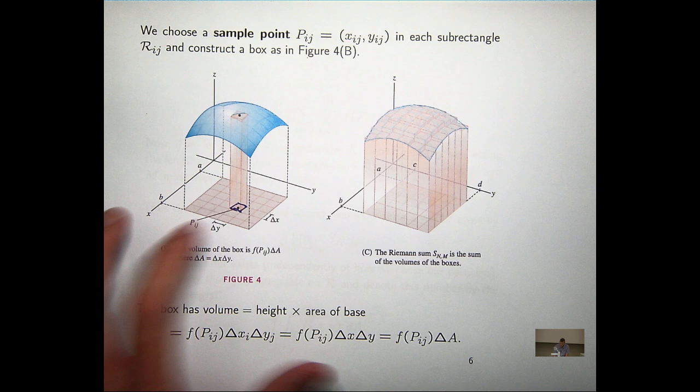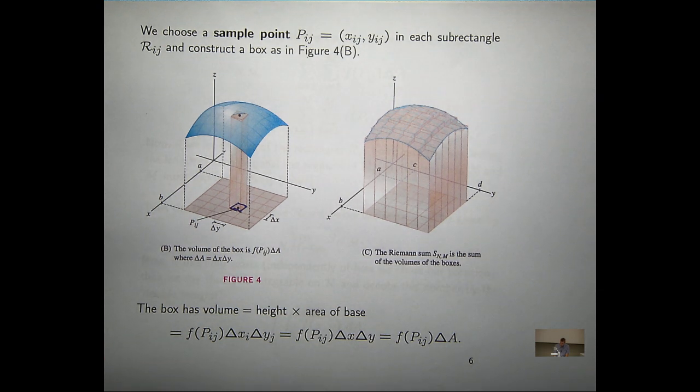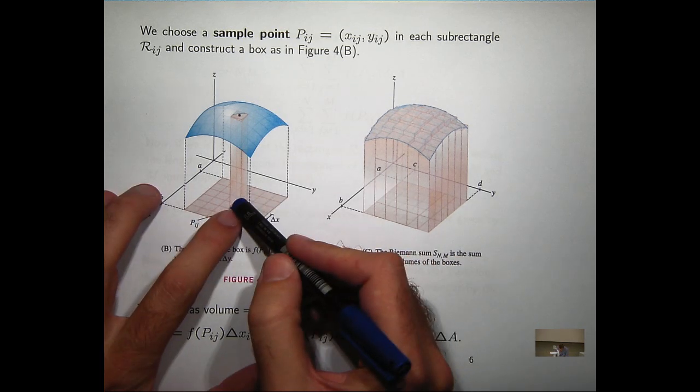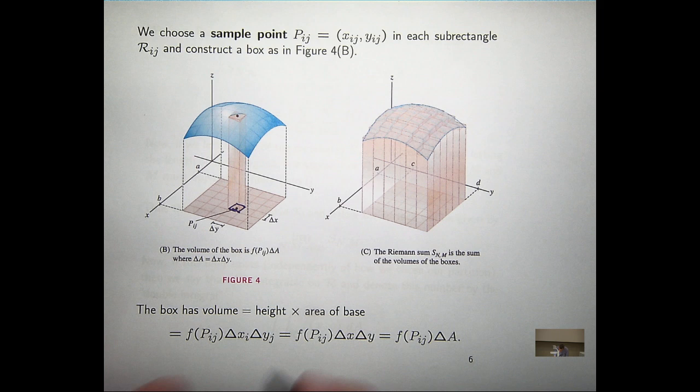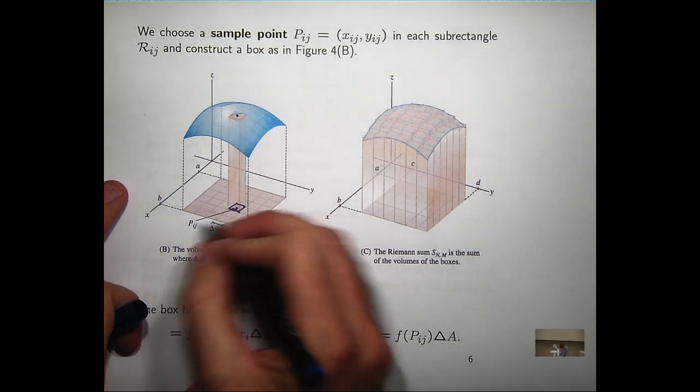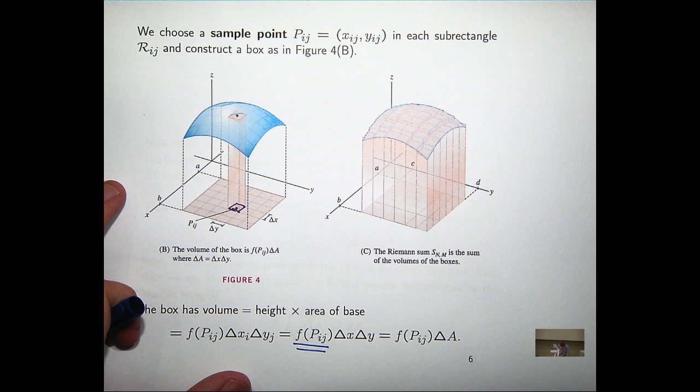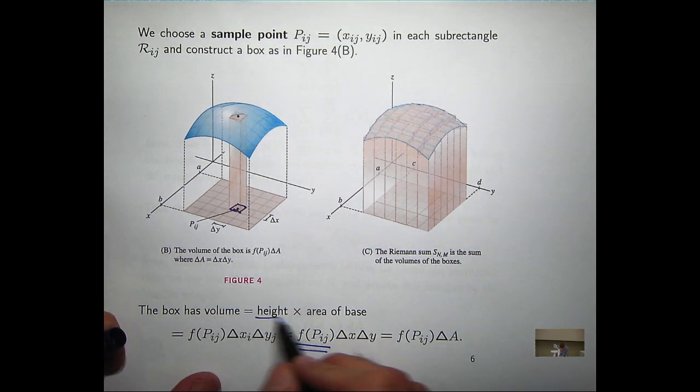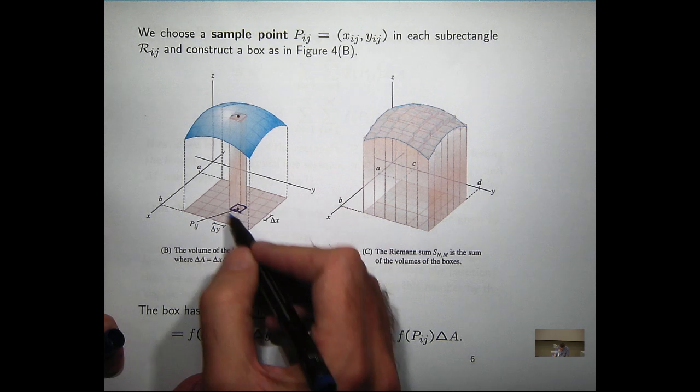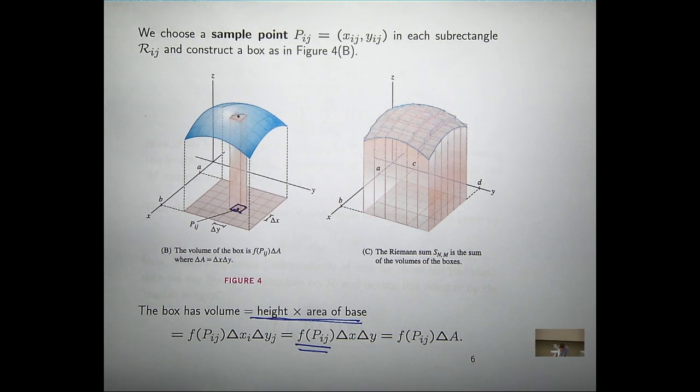Now, what's the volume of a rectangular prism? It's just the area of the base times the height. So what's the area of the base? Well, it's a rectangle with one width delta y and one width delta x. So that's the area of the base, delta x times delta y. What's the height? Well, the height is controlled by f. So the height is f evaluated at our sample point. So to calculate the volume of that little rectangular prism, it's just the area of the base times the height.